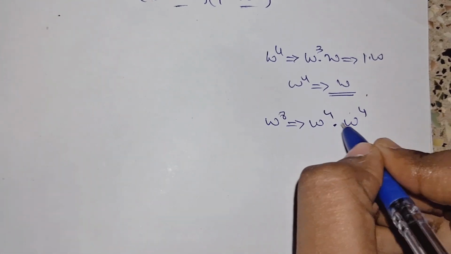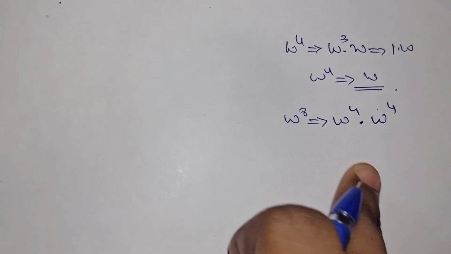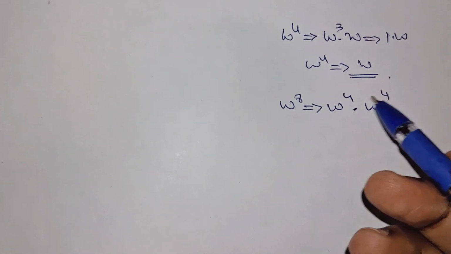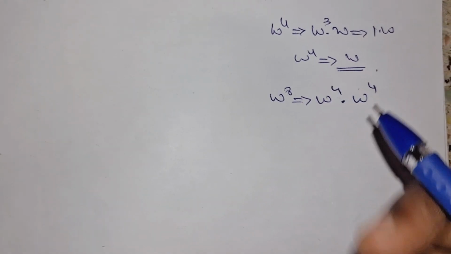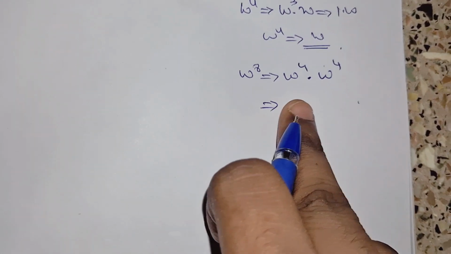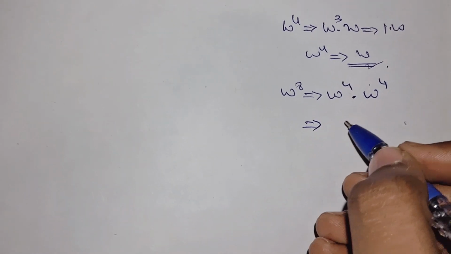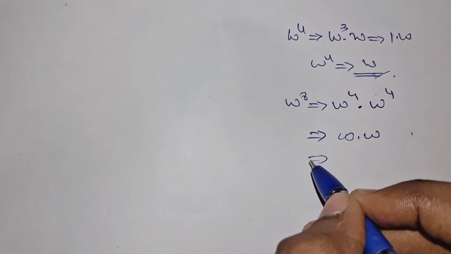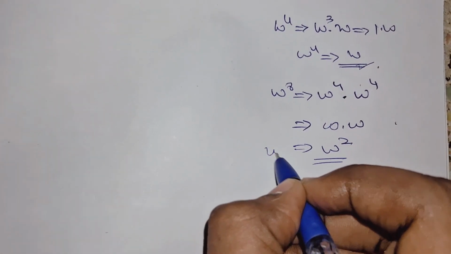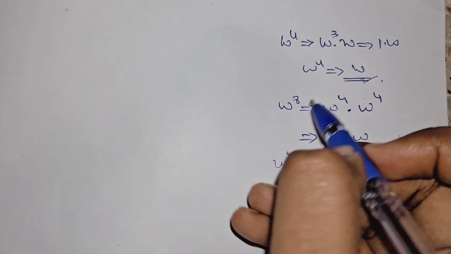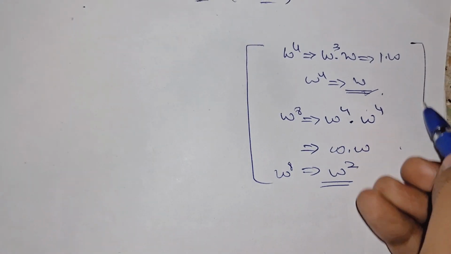When we can multiply this, in multiplication, when bases are same, powers can be added. So we can add this, we'll get 8, right? Omega to the power 8. So I'm splitting it as omega to the power 4 into omega to the power 4. Now omega to the power 4 is nothing but omega into omega cube, which is omega. So omega to the power 8 can be written as omega to the power 2.